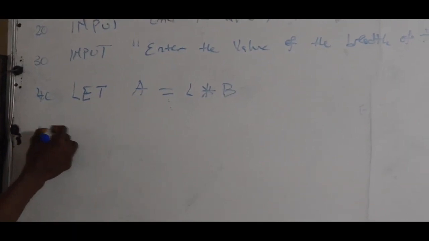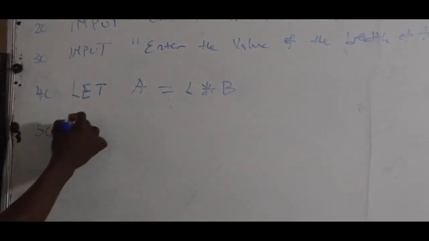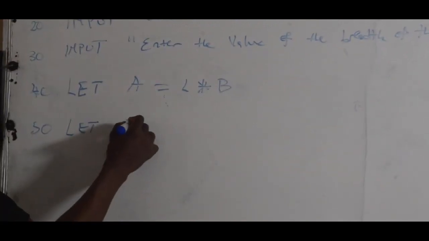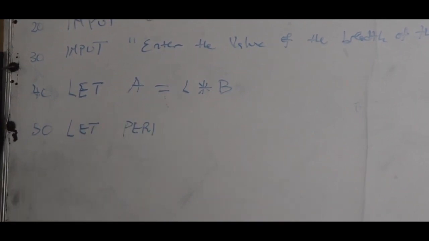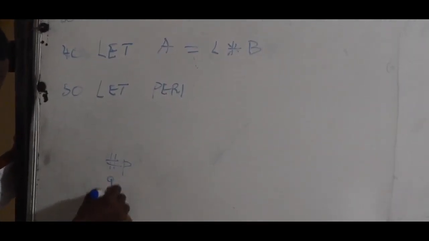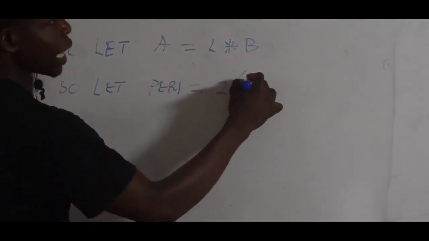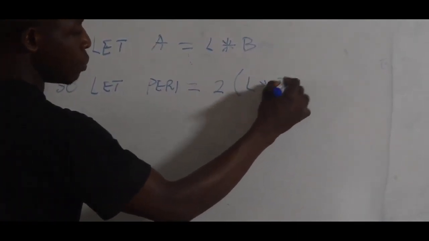Now to have our perimeter, say line 50. I told you about naming variables. You can use P, you can use Peri. But you cannot start with a number, like 9P. All these are very wrong. We've already discussed this in our previous class. So Peri equals 2 times open bracket L plus B, then close the bracket.